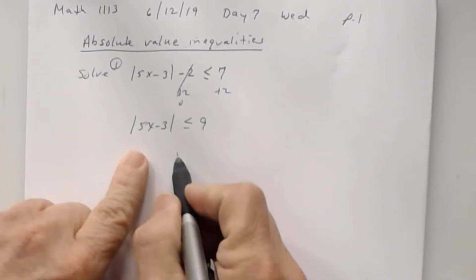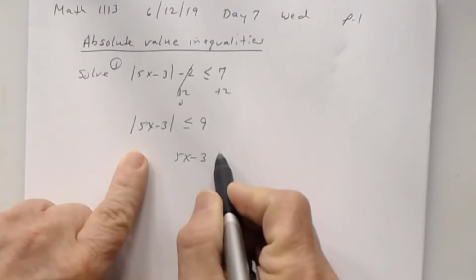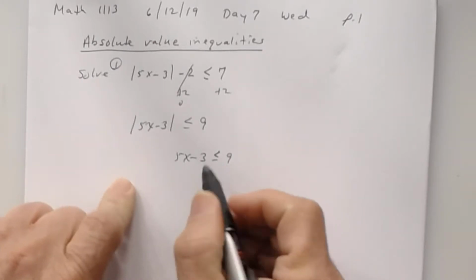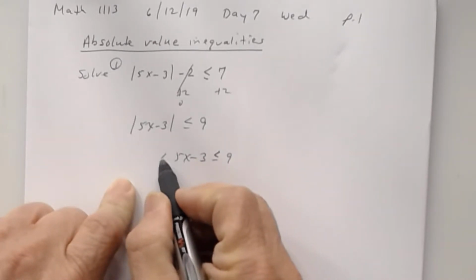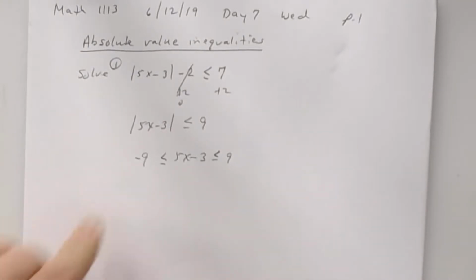5x minus 3, and you're going to say what? Less than or equal to 9, and at the same time, it has to be greater than or equal to negative 9. All right, so you're going to write it as this compound inequality. Okay?